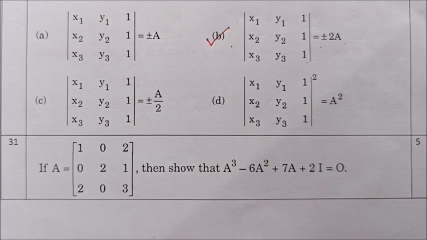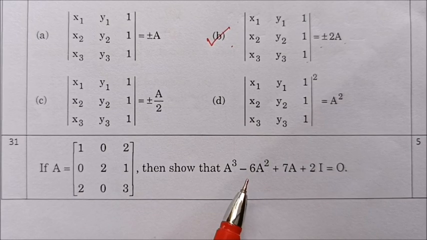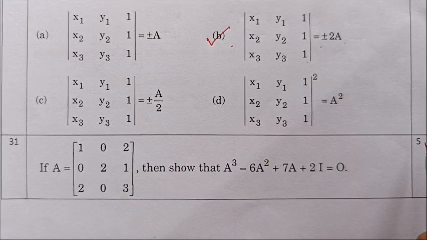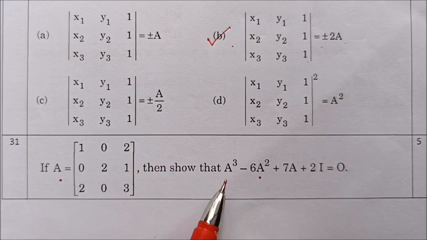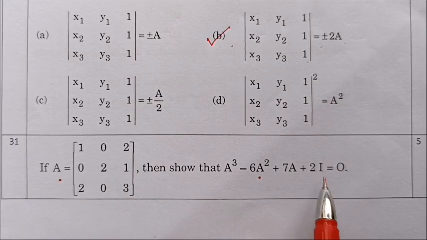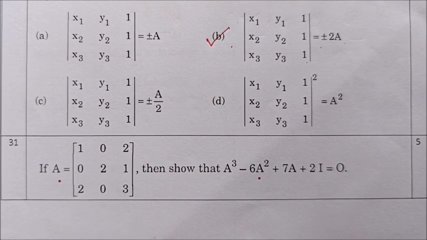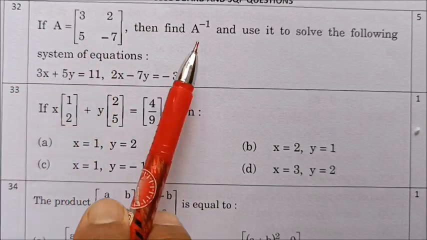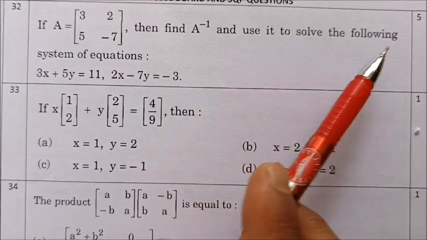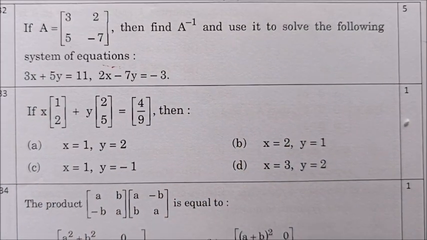Question number 31. This kind of question we have done, it is available in your textbook, and it is a 5 marks question. Why is it 5 marks? Because first you have to find A square, then you have to find A cube, then write down the left hand side, calculate it carefully, then it will come out to be a zero matrix. I am sure you can do this question. Question number 32. They have given us A, we have to find A inverse and use it to solve the following system of equations. We have done many questions of this sort. I am sure you can do it.